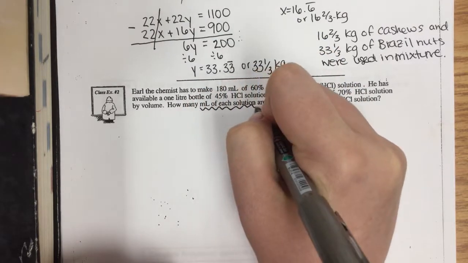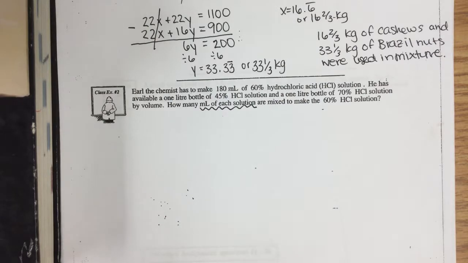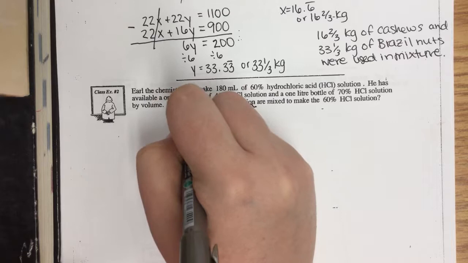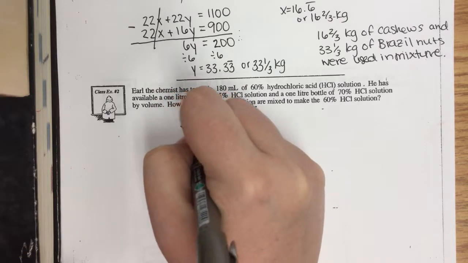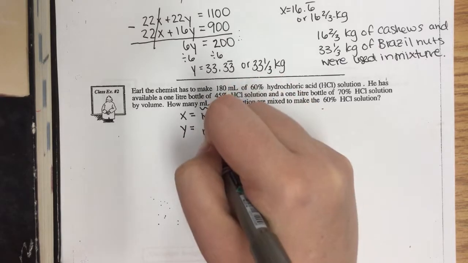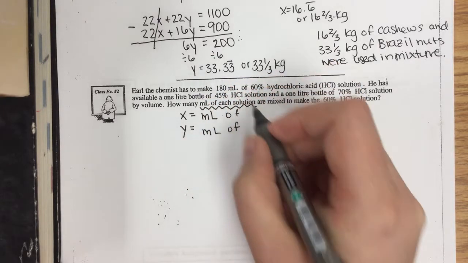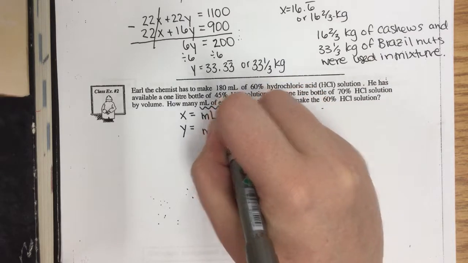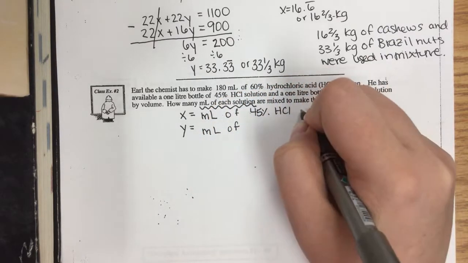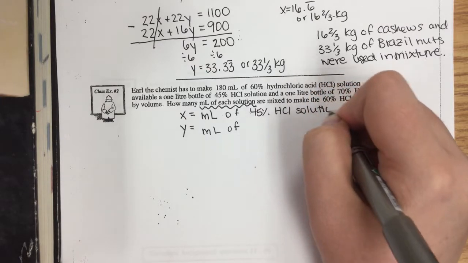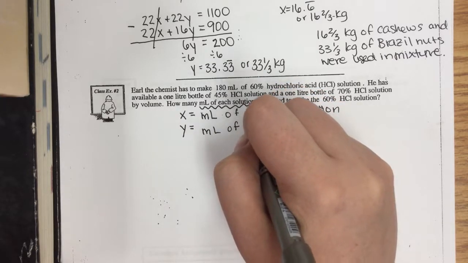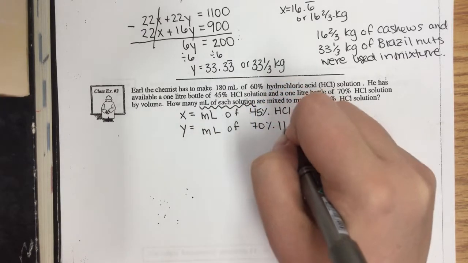Underlining what the question asks to help me write my equations. Milliliters of each solution. So when I go to write my variables x and y, I'm going to say milliliters of, and then I'm going to clarify which is which. Milliliters of x is going to be the 45% HCl solution. And y, how many milliliters of the 70% HCl solution?